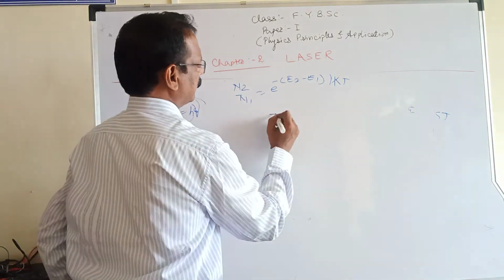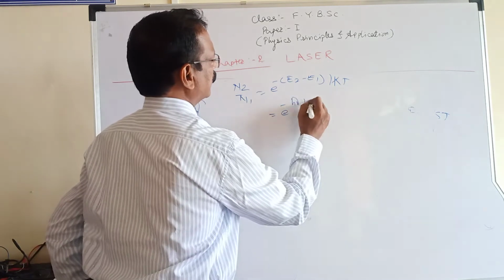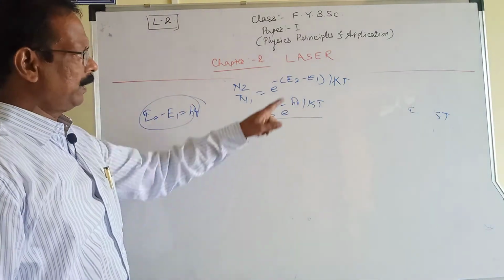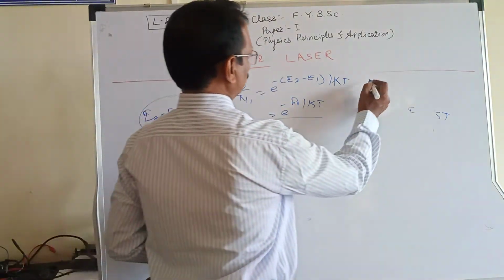So we can rewrite this equation as e raised to minus h nu upon KT. This is the equation, but we don't require this equation, we require this one here. Suppose it is equation number 1.